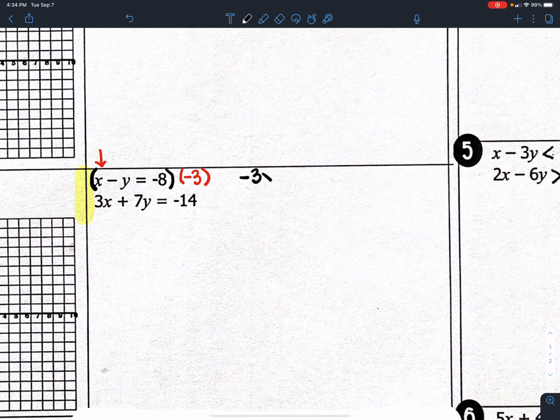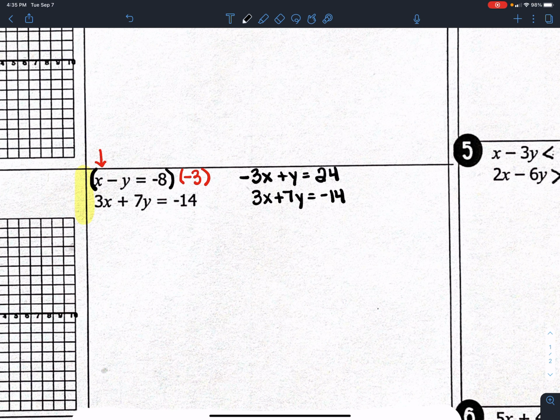So I will have negative 3x. Negative 3 times negative y is a positive y and is equal to, which gives me positive 24. Now the second equation, I don't need to change any, so it's just going to be 3x plus 7y is equal to negative 14.